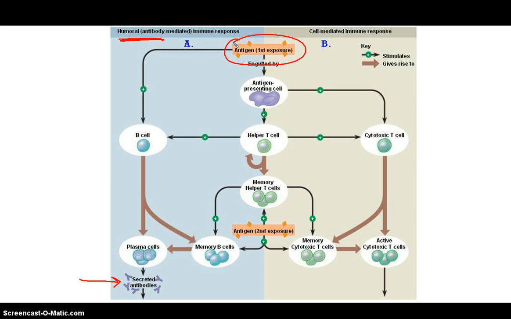The first time that we're exposed to it, it gets engulfed by a macrophage. That macrophage can then take that pathogen, digest it, and display parts of it on the outside, on the cell membrane. And it becomes what's known as an APC, an antigen presenting cell.